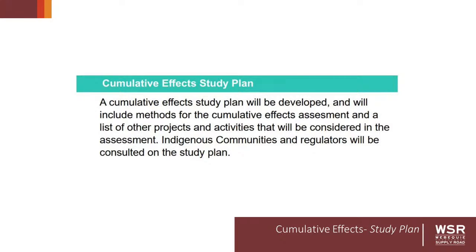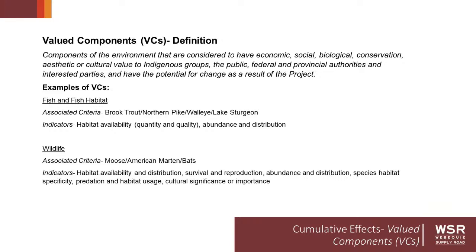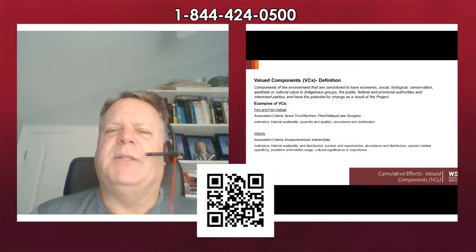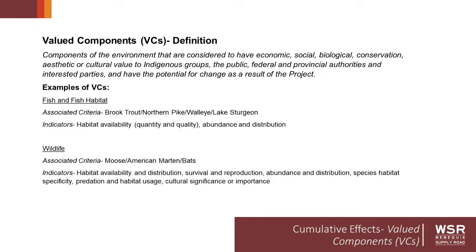So let's talk a little bit now about the contents of the cumulative effects study plan. And I think in doing that, we need to talk a bit about valued components again. We've talked about valued components in previous shows. It's an important concept because you'll hear this word a lot, just like mitigation. Valued components are components of the environment that are considered to have economic, social, biological, conservation, aesthetic, or cultural value to Indigenous groups, the public, federal and provincial authorities, and interested parties, and have the potential for change as a result of the project. So these are important things to community members, to the general public. Very important things that could change as a result of the project.